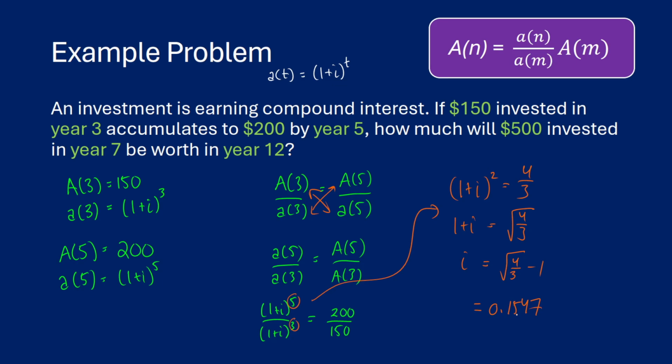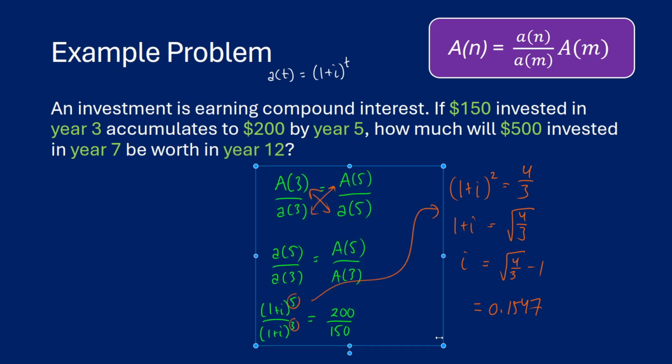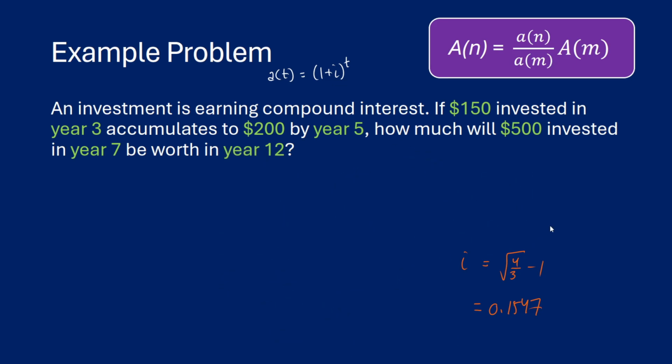So we can start looking at the rest of the question. It's a lot of work just to get an interest rate, but we don't need any of this information anymore. So we'll delete all of that, and we'll remind ourselves that the interest rate is equal to 0.1547. Okay, so what this means is that we're investing $500 in year 7 now. We want to know how much that'll be in year 12.